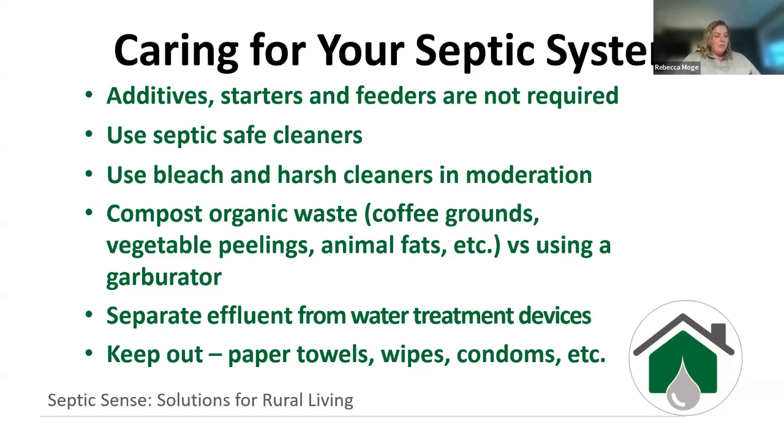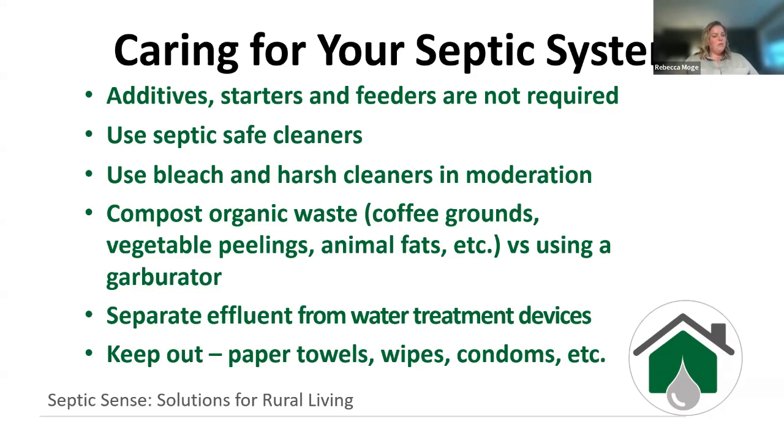And things to keep out. So paper towels, wipes, condoms, even if they say they're flushable, we don't want them in the septic system. It doesn't decompose, and it's going to clog up our system, or it's going to get caught in the pump, things like that, and it's going to be costly for maintenance. The only things that should be going in your septic system are things that come out of your body and toilet paper. Those are the things that can go in your system. Other than that, we want to avoid flushing those things down the drain.